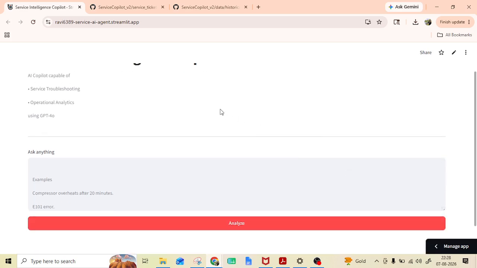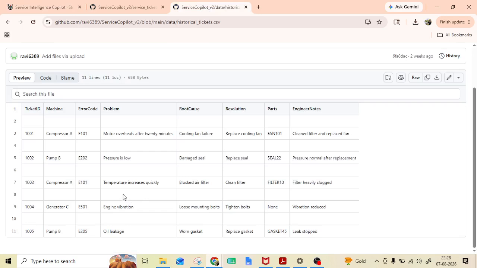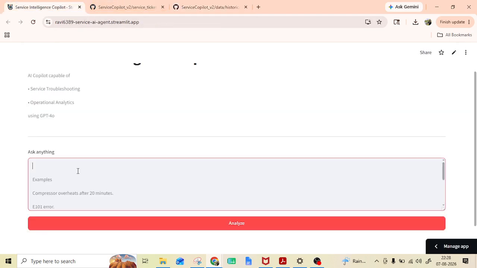Before I go over here, these were the simple tickets. This is a sample data set, completely dummy data. It says that earlier the problem was machine overheating, pressure low, temperature increases quickly, vibration of engine, oil leakage, and what were the different parts required for resolving this, what was the resolution, what were the engineer notes. So with that, let's get started, and let's say the engine is overheating.